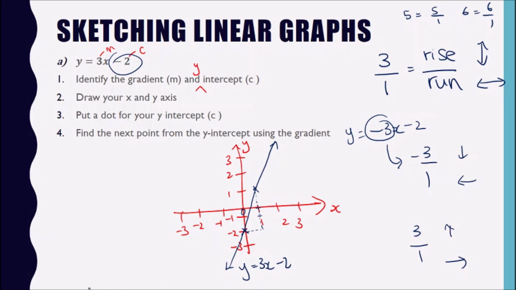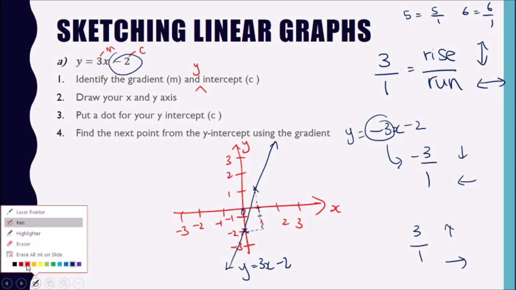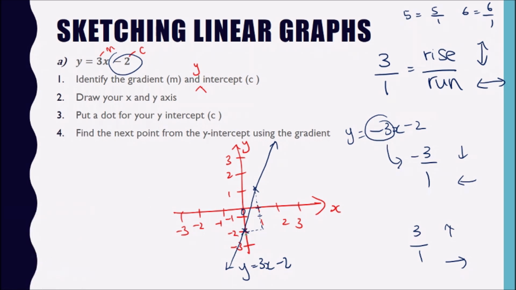Even if I did it, hang on, let me not use red. Even if I went 3 up this way, so I went 1, stop, 2, stop, 3, stop, and then I went 1 to the right, run, I'd still fall back in the same spot.